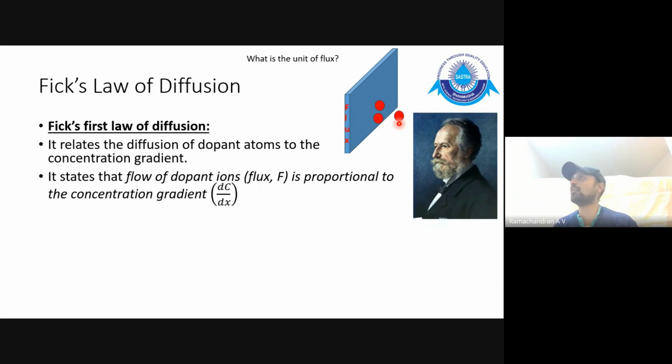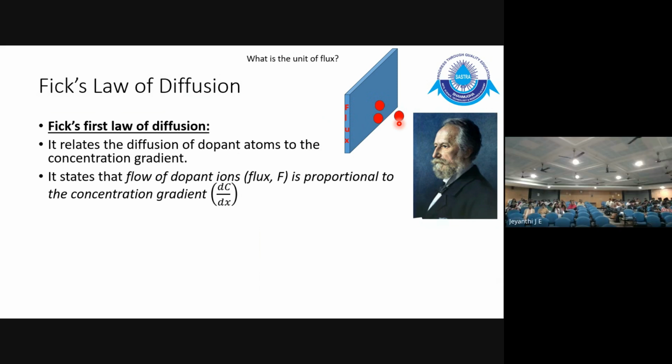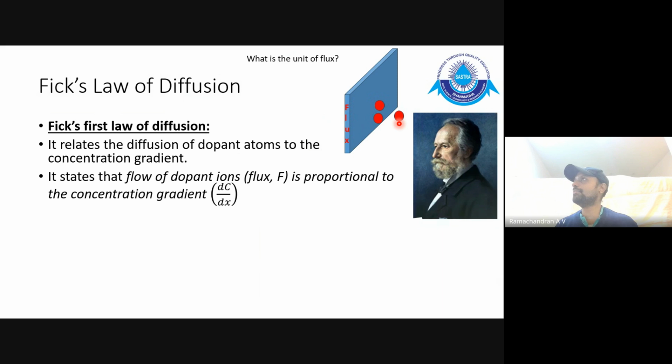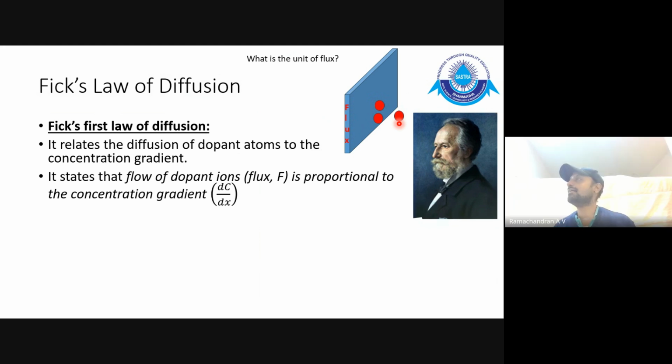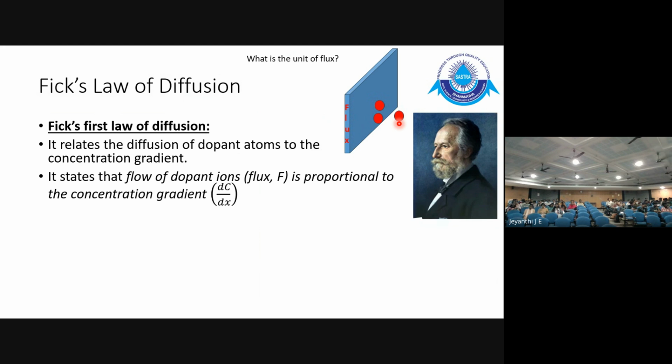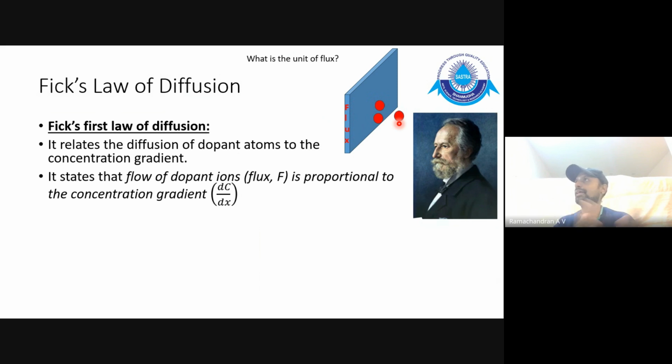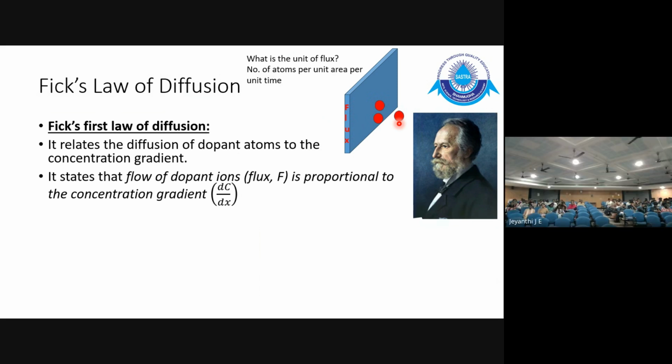Can you think about what the unit of flux is? Number of atoms per centimeter square per second. For a number, we don't have a unit, so the unit is centimeter power minus 2 per second.